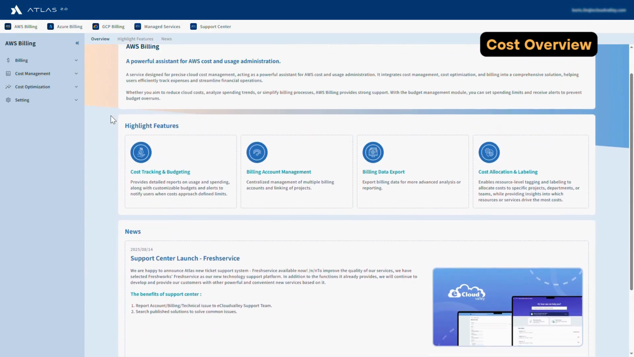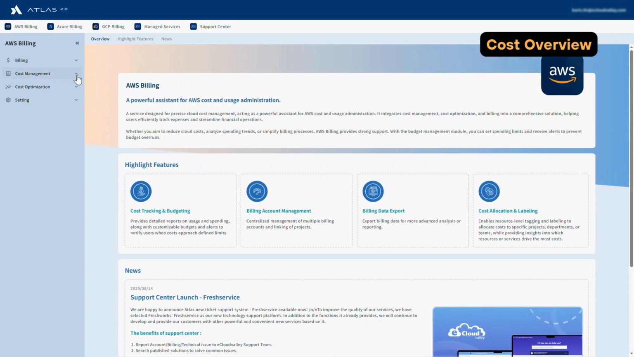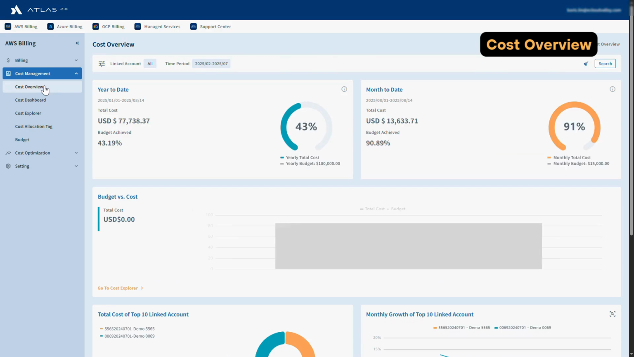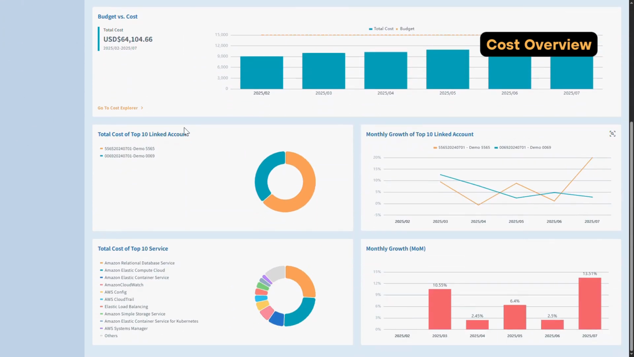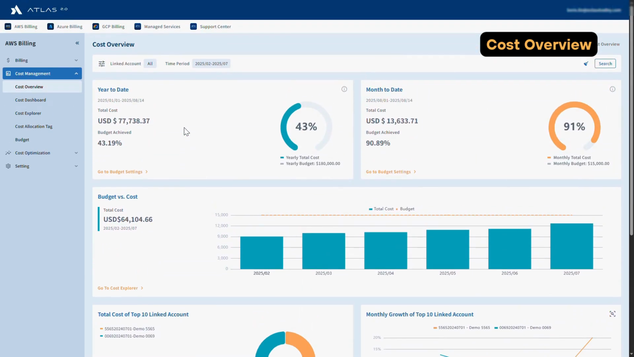After entering the AWS billing section in Atlas, the first thing you'll see is the cost overview page. Now, I know that words like billing or costs might sound a bit intimidating, but don't worry. This page is designed to help you understand your spending at a glance, in the simplest way possible. Year-to-date spending shows total spend so far, $7,778.37, against the annual budget, $18,000, indicating 43% used, like a piggy bank tracker for yearly expenses. Month to date, $13,633.71 spent out of a $15,000 budget, 91% used, signaling the need for closer monitoring to avoid exceeding the monthly limit.